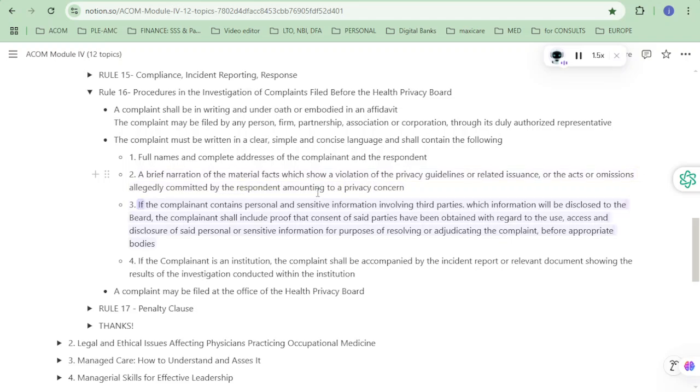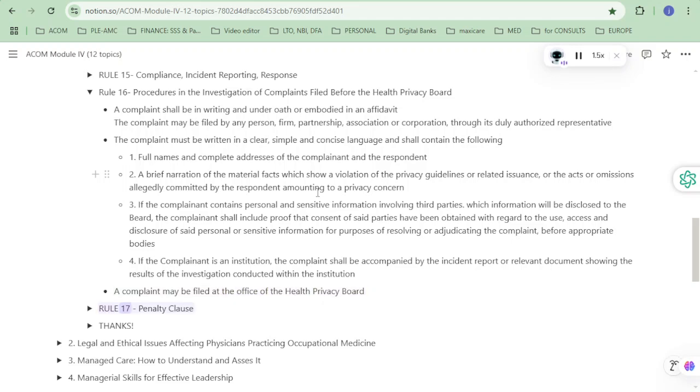3. If the complaint contains personal and sensitive information involving third parties, which information will be disclosed to the Board, the complainant shall include proof that consent of said parties has been obtained with regard to the use, access, and disclosure of said personal or sensitive information for purposes of resolving or adjudicating the complaint before appropriate bodies. 4. If the complainant is an institution, the complaint shall be accompanied by the incident report or relevant document showing the results of the investigation conducted within the institution. A complaint may be filed at the office of the Health Privacy Board.